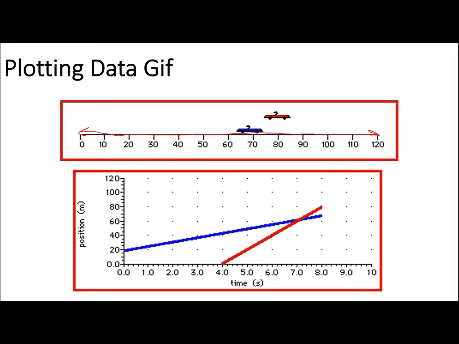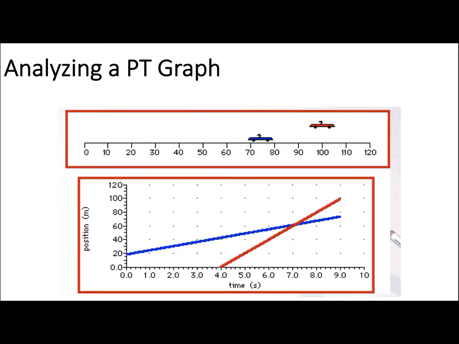So what do we know from this graph? What are some things we can get from here? Well, we can see there's an intersection. That's always an interesting point on any graph. This is where the two are at the same place at the same time. This happens at 7 seconds for this graph. We see that initially the blue car starts off at 20. When our time first started, the blue car was at 20. And we didn't even see the red car until after 4 seconds had passed.